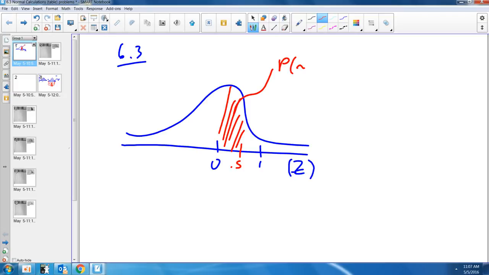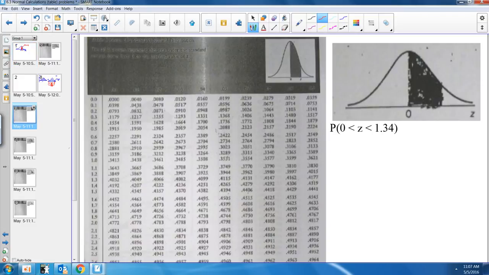That's going to be the probability that z is going to be between 0.5 and 0. That's what that red represents. So when you have, for example, a table like this, you're going to see it's 0 to your z-score. All right, I'm going to go through both notes in the packet first, and then we'll go to the screen just to keep it consistent.